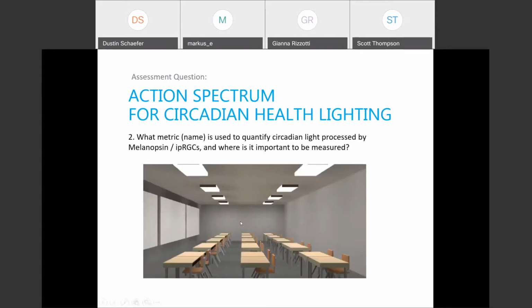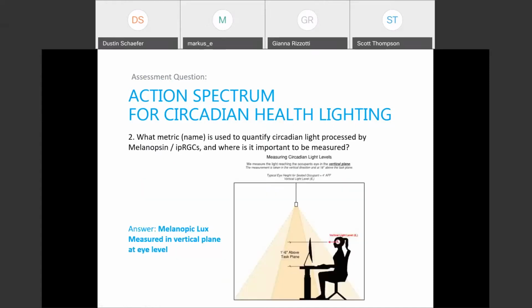Second question is, what metric name is used to quantify circadian light that's processed by melanopsin in the ipRGCs, and where is it important to be measured? The clue is in melanopsin, right? So melanopsin senses the light, so we call it melanopic lux. And melanopic lux should be measured in the vertical plane at eye level. We want to see how much light of circadian stimulus nature is getting to the retina.